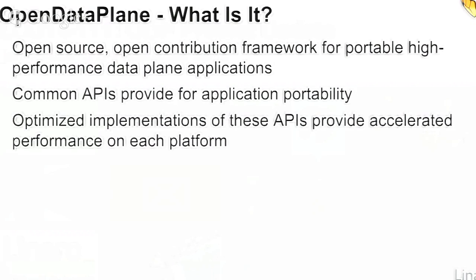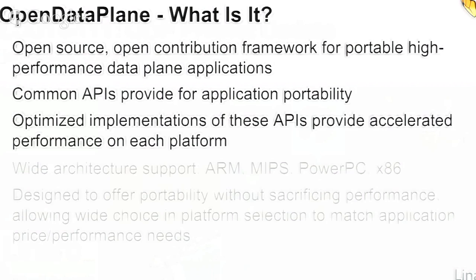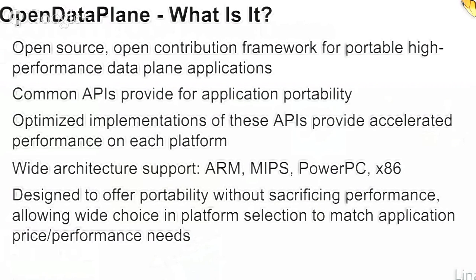Basically consisting of a common set of APIs which provide application portability and optimized implementations of those APIs to provide accelerated performance on each platform. We currently have a fairly wide architecture support, which includes ARM, MIPS, PowerPC, and x86 so far. And what we're really focused on with ODP is providing portability without sacrificing performance, with the goal being to provide a wide choice in platform selection to match application price performance needs.